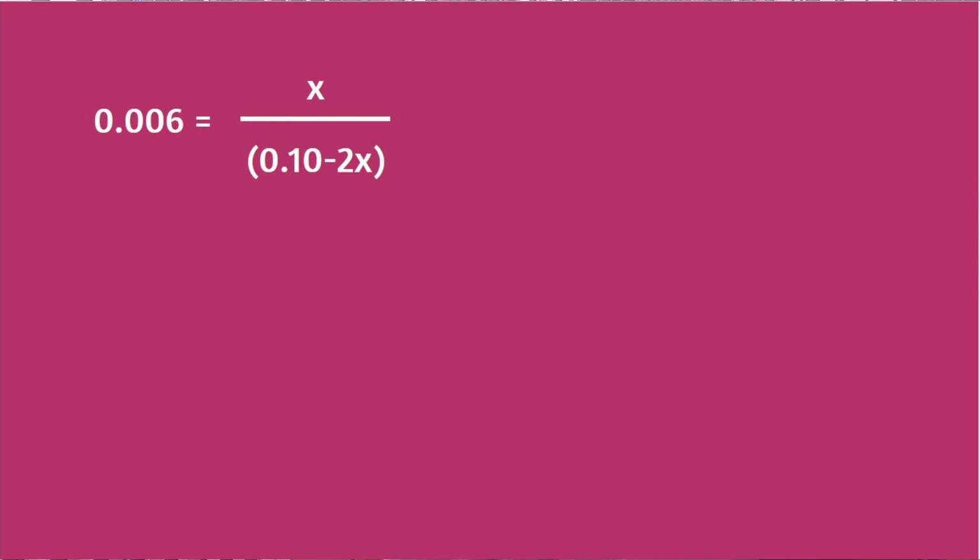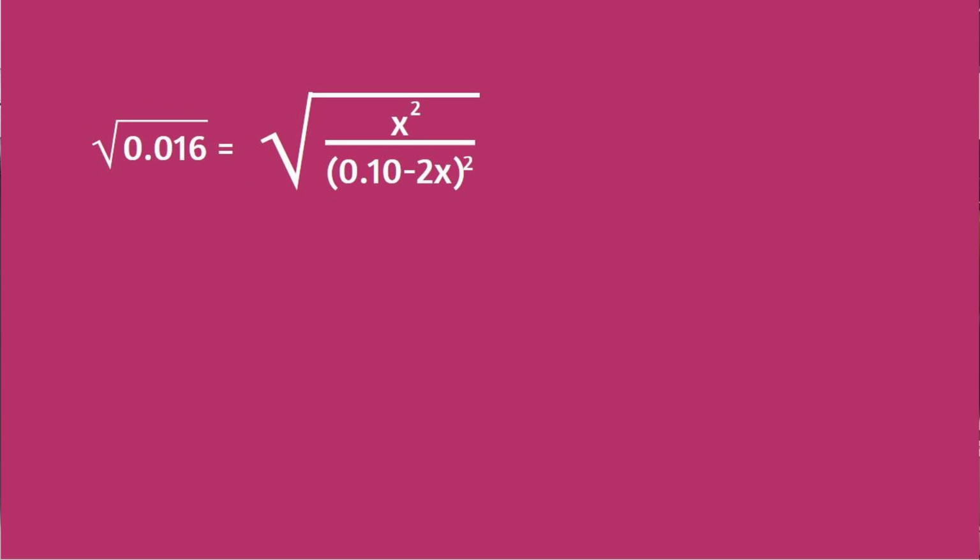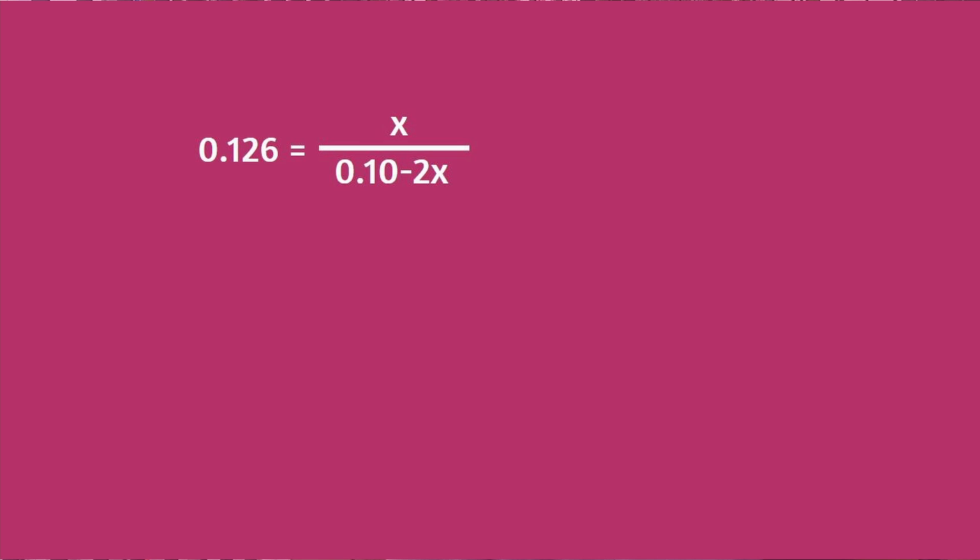Now let's plug in the concentrations. Now luckily both the numerator and the denominator is squared, so we can take the square root. If it wasn't so simple, we would use the quadratic formula, but since this is simple, let's take the shortest route. And 0.126 equals x divided by 0.1 minus 2x, and with a bit of algebra we can find that x equals 0.01.